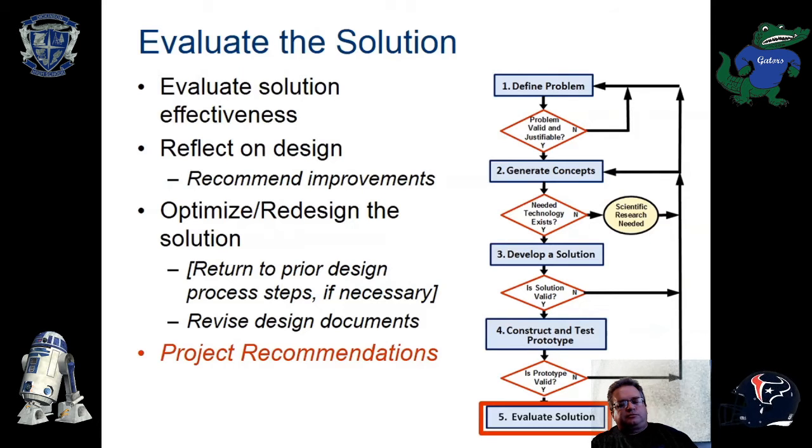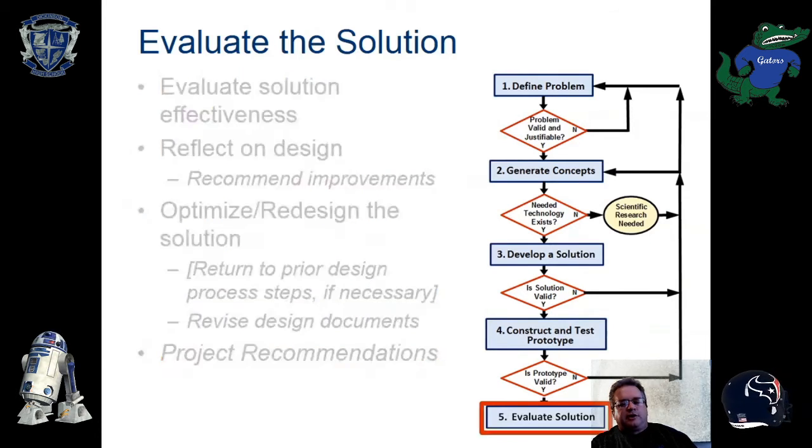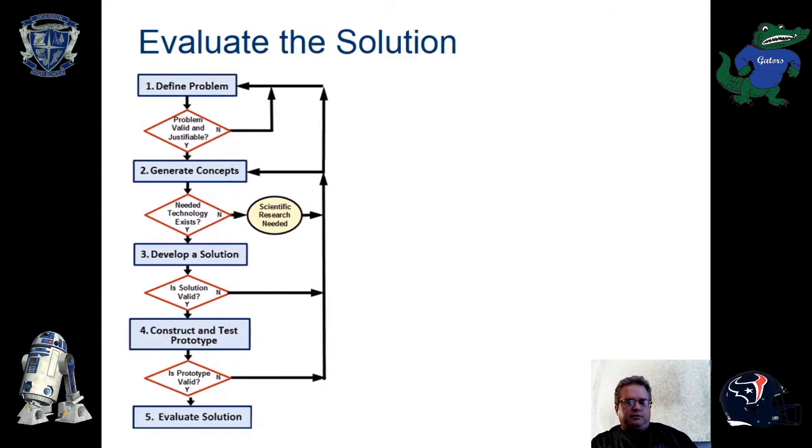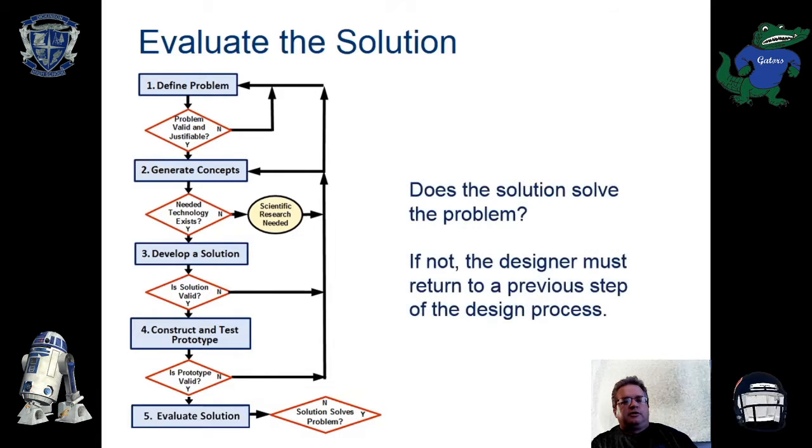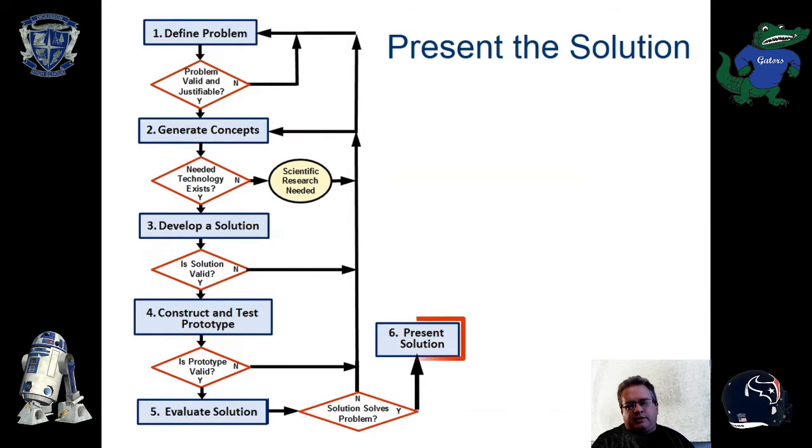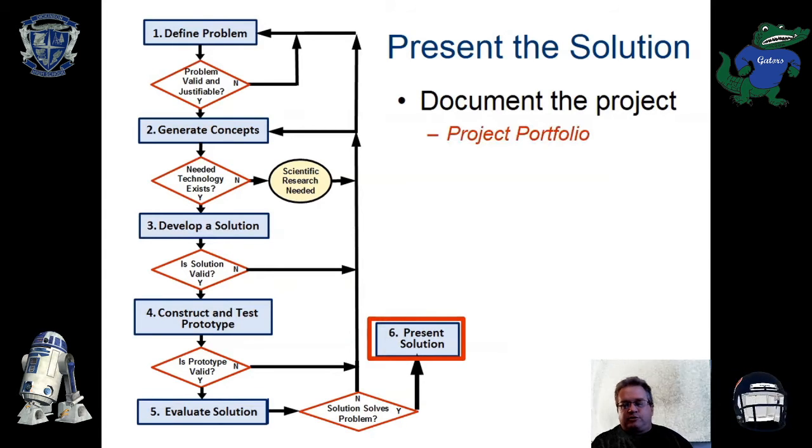Optimize, redesign, return to prior design process steps as necessary, revise design documents, which would be the AutoCAD designs. Then we say, okay, we got a robot that we like. It does well in competitions. So we evaluate whether the solution solves the problem. The problem would be, say, we want a robot that can score points and be competitive. And so yes, it does compete and it does score points. So we present the solution, i.e. the robot, we take it to the competition and we compete. And so if we did all these steps, we should be able to build something that can be competitive.